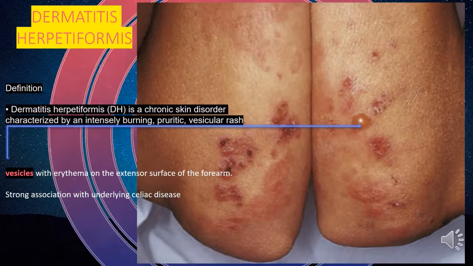So subepidermal vesicles contain neutrophils in them, and that is the other important part. Okay, and again, one most important thing for clinical practice as well: it is strongly correlated with celiac disease. Okay, and there are anti-reticulin and anti-endomysial antibodies present, which are also positive in celiac disease cases. So dermatitis herpetiformis shows reddened vesicular lesions on the extensor surface of the forearm. Presence of these lesions has a strong association with underlying celiac disease.